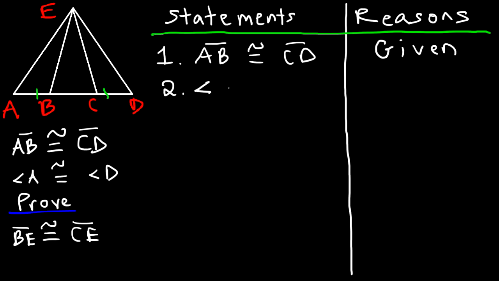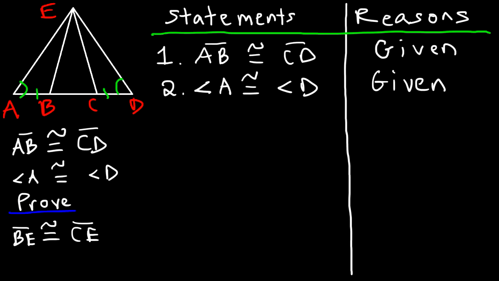We're also told that angle A is congruent to angle D, and that's given as well. And so let's mark it. So here's angle A, and here's angle D. Now, we only need to prove another part of those two triangles. If we can show that another part is congruent, then the two triangles will be congruent.